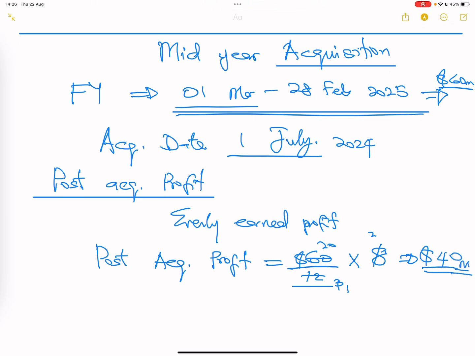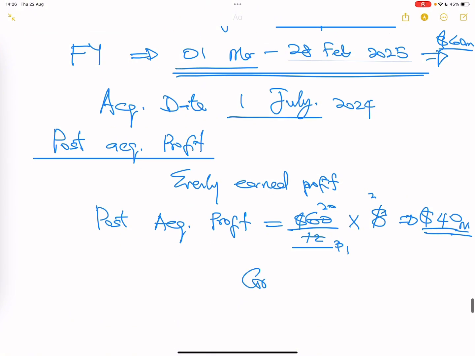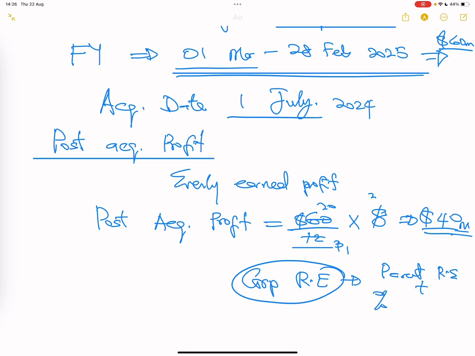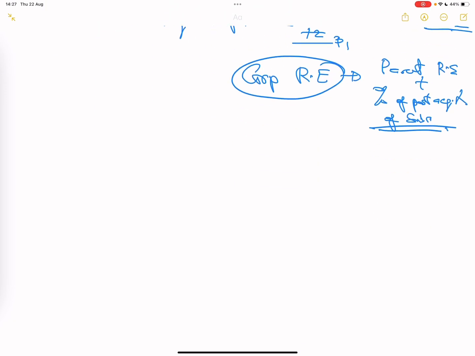And this is what we're going to use when we want to calculate the group retained earnings. Remember, group retained earnings is the parent retained earnings plus the proportionate share of post-acquisition profit of the subsidiary, right? So that's where we're going to use it, and I'm going to try all these things when we solve a question.